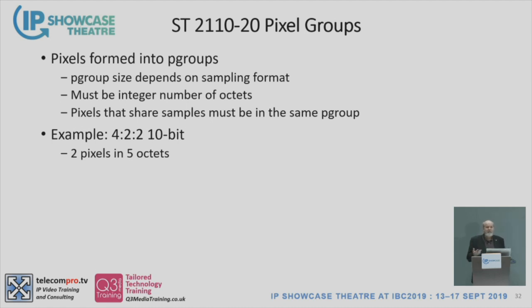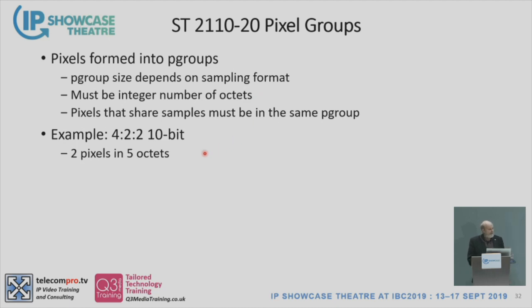Pixels have to be formed into groups, and there's two rules for a pixel group. The first rule is that pixels that share the same samples must be in the same P group. As you know, in a lot of our video systems, we use fewer chroma samples than luminance samples. So we ensure that the chroma and the luma samples that relate to the same pixels have to be in the same P group. In addition, every P group must be an integer number of octets. What that means is that the number of bits in a P group has to be evenly divisible by 8.